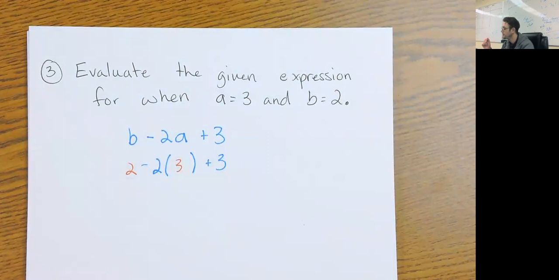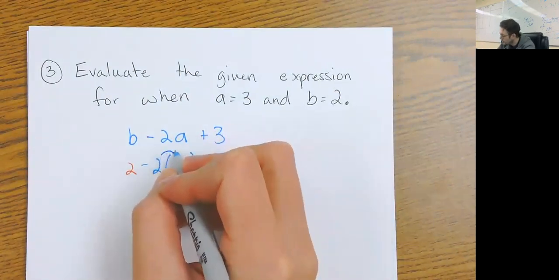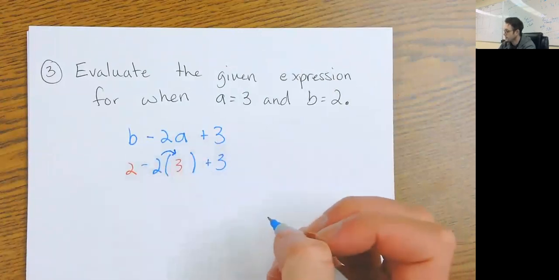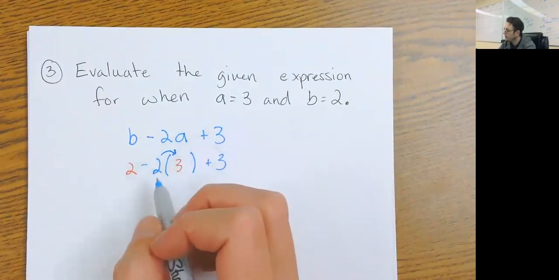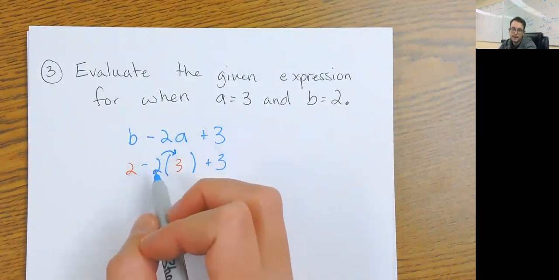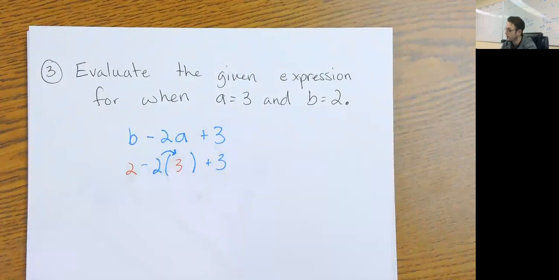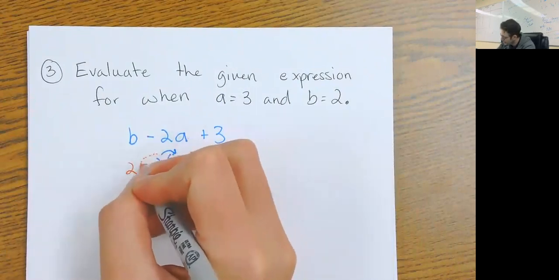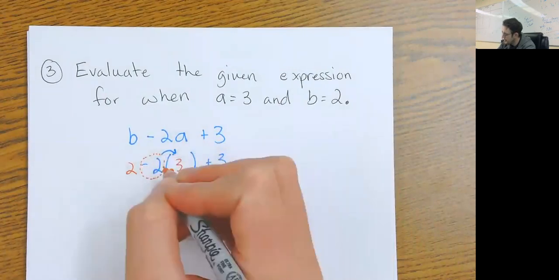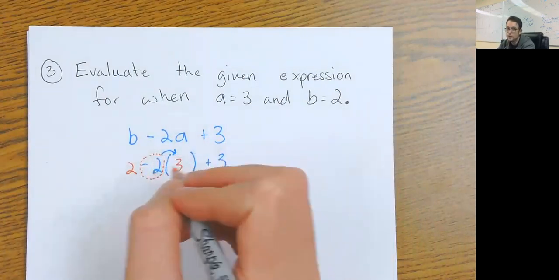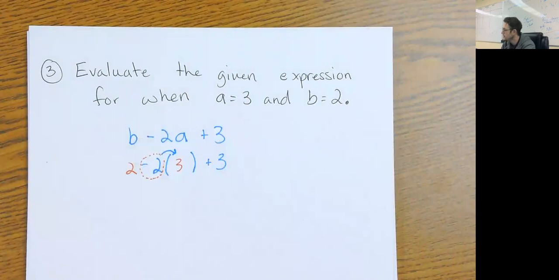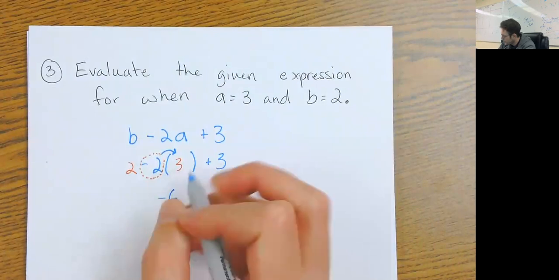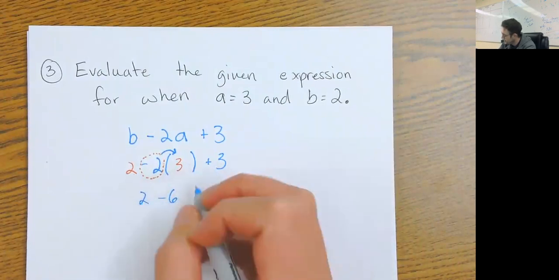All right, so moving on, let's simplify. This first bit, I need to multiply. If we're doing PEMDAS, that's the first bit. Really important that you're multiplying by a negative 2. It's not 2 times 3, it's negative 2 times 3. So negative 2 times 3 is negative 6. Didn't touch the 2, didn't touch the plus 3.